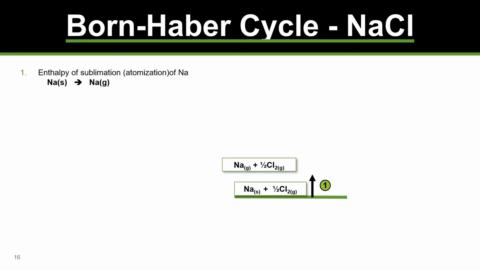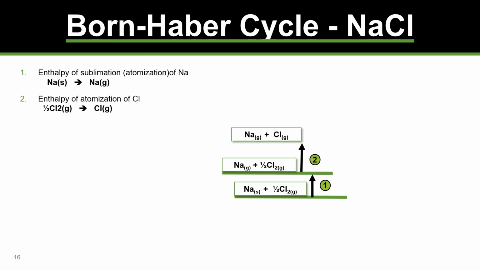Let's analyze again the sodium chloride Born-Haber cycle. The first thing is going to be sublimating the sodium that we have as a solid. So in this case, we're going to have the sodium plus half the chlorine molecule, to form sodium gas plus half the chlorine molecule. The second is going to be the enthalpy of atomization of chlorine. In this case, we are going to have, as a result, both as gas atoms.